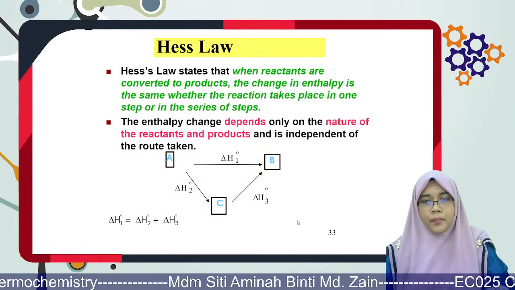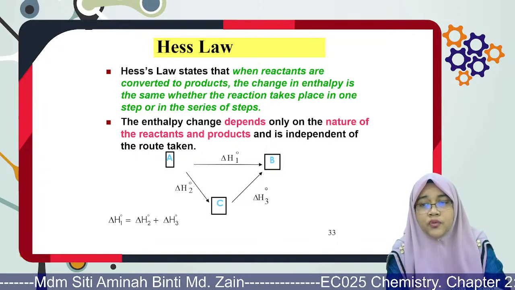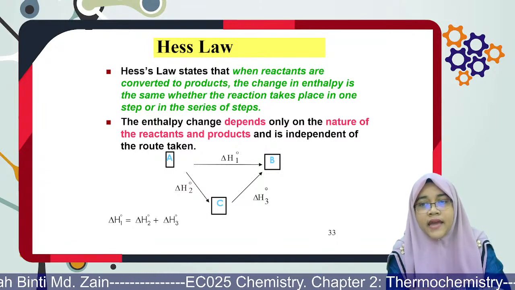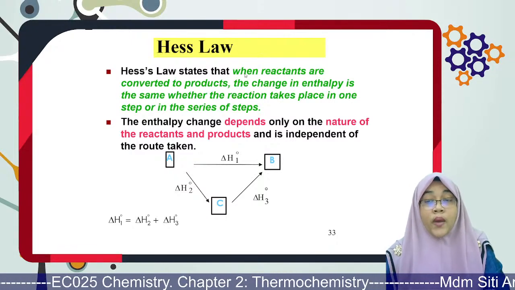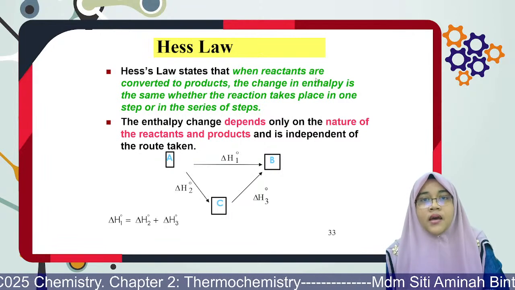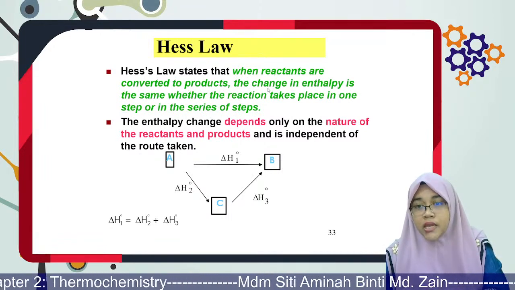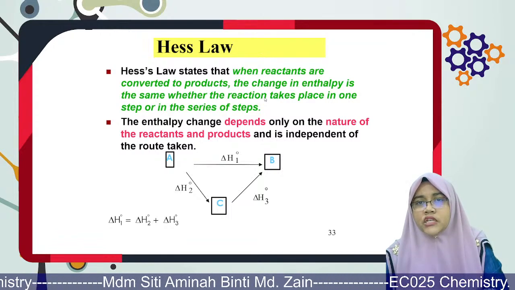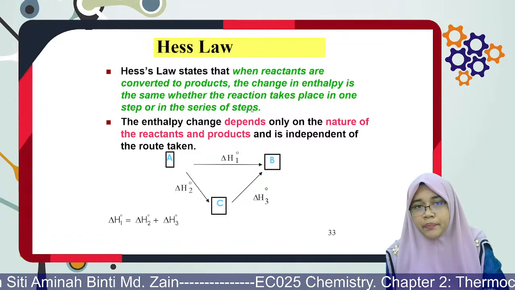Okay, Hess's law, 2.3. What you have to know about Hess's law is the definition. What does Hess's law mean? Hess's law states that when reactants are converted to products, the change of enthalpy is the same whether the reaction takes place in one step or a series of steps.